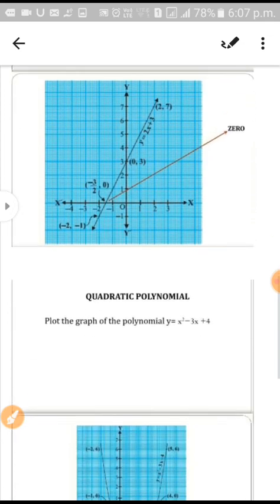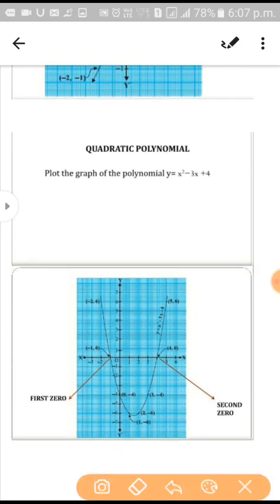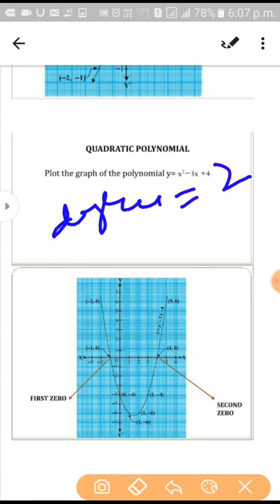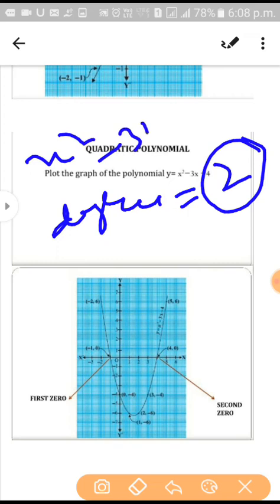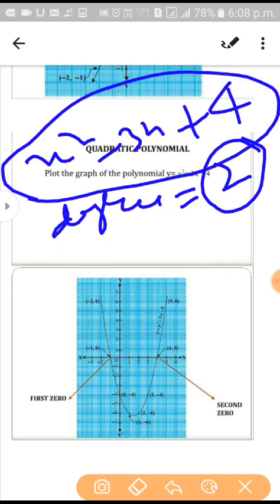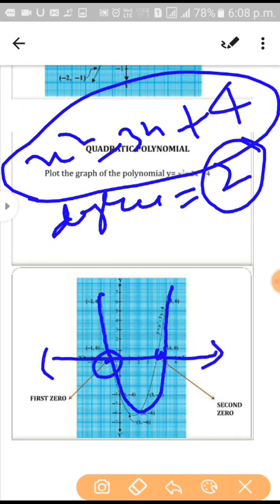Then the quadratic polynomial. Now the degree is 2. It means the graph of a quadratic polynomial intersects the x-axis at 2 points. I have taken a polynomial x square minus 3x plus 4, and we have drawn its graph. Here it is. You can see this polynomial is intersecting the x-axis at 2 points, one point and the second point. This is the geometrical meaning of zeros of a polynomial.